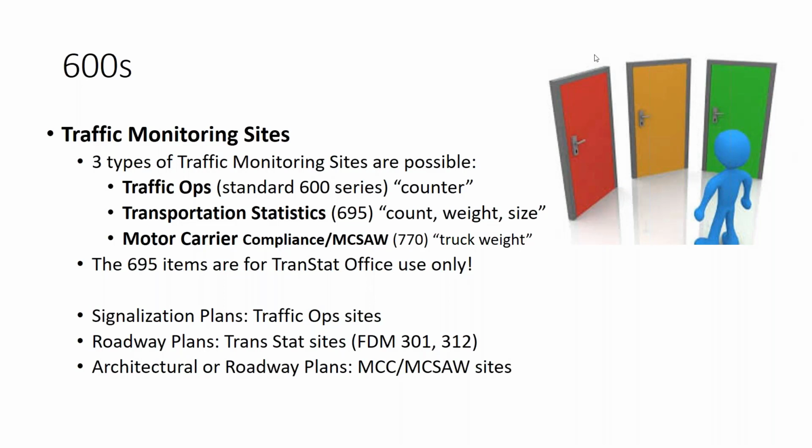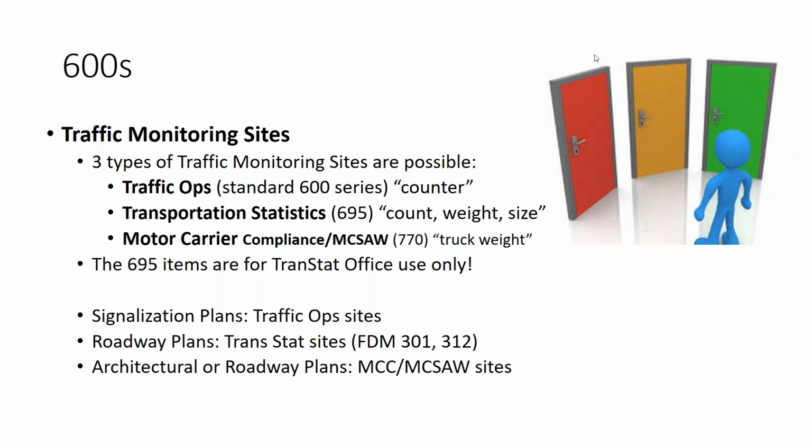Traffic monitoring sites. We have 3 possible types of traffic monitoring sites. The first are those used by traffic ops, just doing counter type activities, and they use our standard 600 series of pay items. The second is the much more common transportation statistics. They use the 695 items for counting, as well as recording the weight and size of the vehicle. Finally, we have the motor carrier compliance or mix-saw type items in the 770s that are really looking at our interstate truck traffic. And just want to draw your attention, those 695 items are for the Transtat office items only, so that we are using the appropriate item for the necessary specifications.